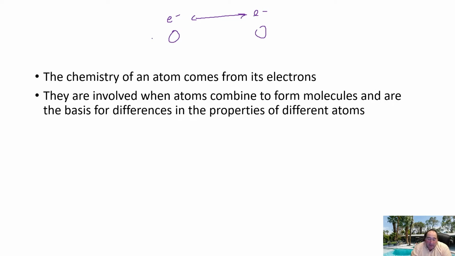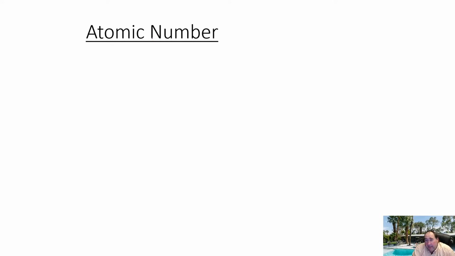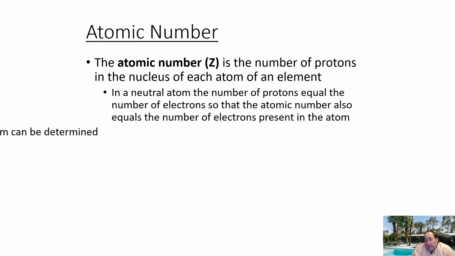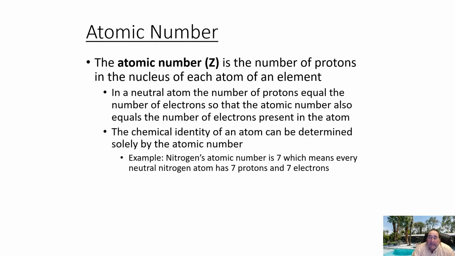So let's talk about some other properties of atoms, which are important, and that's atomic number, mass number, and isotopes. So we're going to start with the atomic number. The atomic number, which is sometimes abbreviated with a Z, is the number of protons there are in the nucleus of an atom for a particular element.